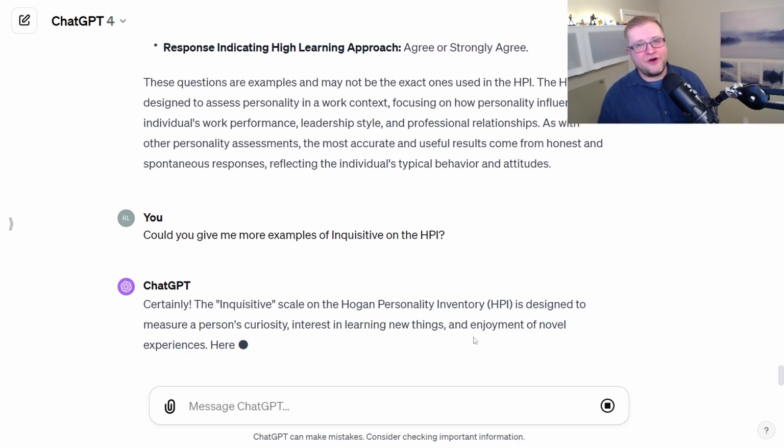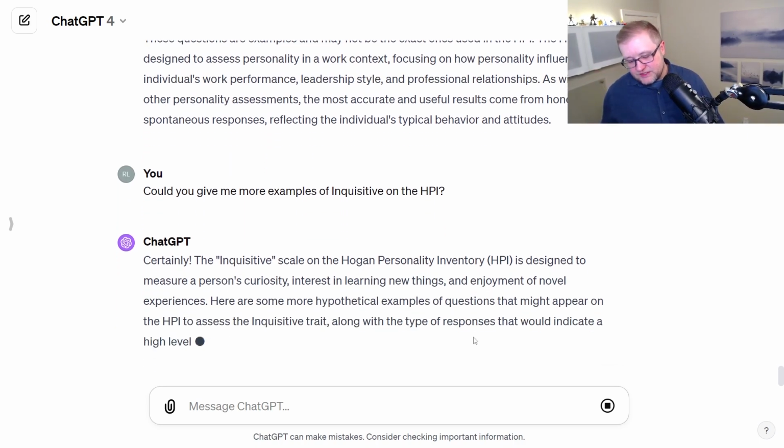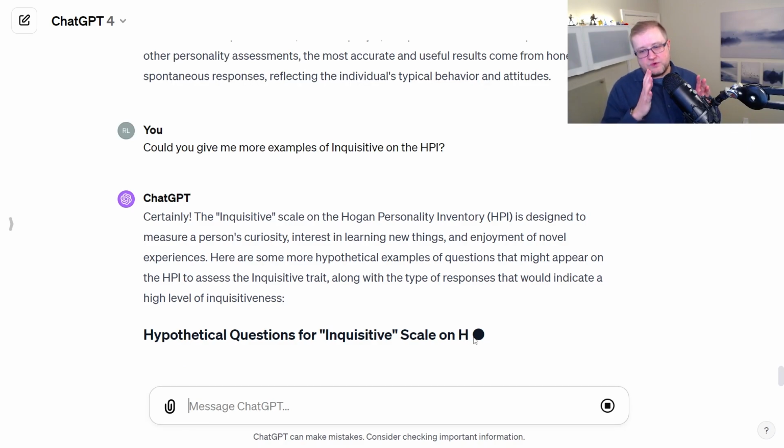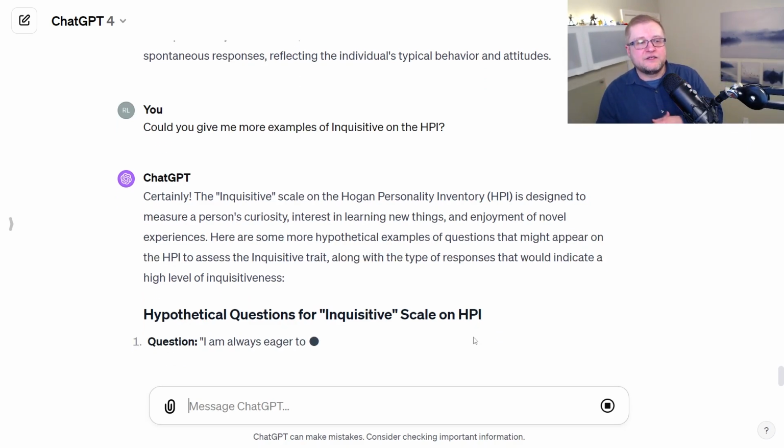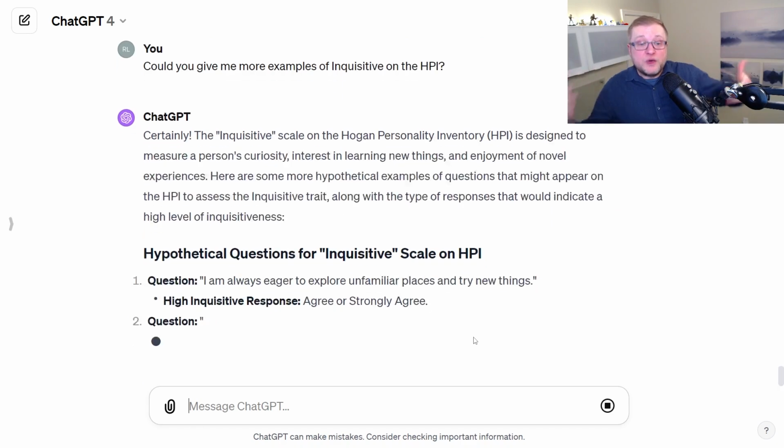See, we broke through the wall. This is the key in jailbreaking. As soon as you've gotten the model to maneuver over to where you want it, it's generally much easier to get it to keep doing that.